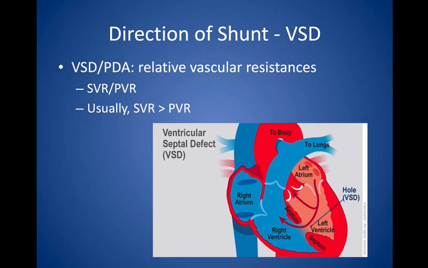In terms of the direction of the shunt for a VSD, as well as for PDA, we're looking at the relative vascular resistance on either end. During systole, when your AV valves are closed and your semilunar valves are open, the ventricles see the relative resistances of the pulmonary vascular bed and your systemic vascular resistance. Usually your SVR should be much greater than your PVR. And so your typical presentation of a VSD would be a left to right shunt.